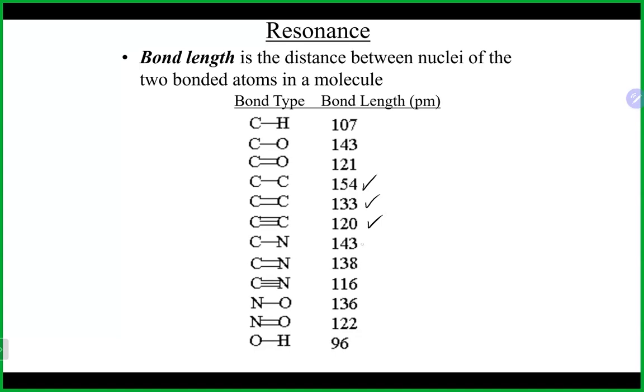We see that also with carbon and nitrogen, 143 for our single, 138 for our double, and 116. So basically, every time you put more electron density in the middle of the 2 atoms, greater negative charge in the middle to that positive nucleus, it just pulls everything closer together, and the 2 atoms are not as far away from one another.